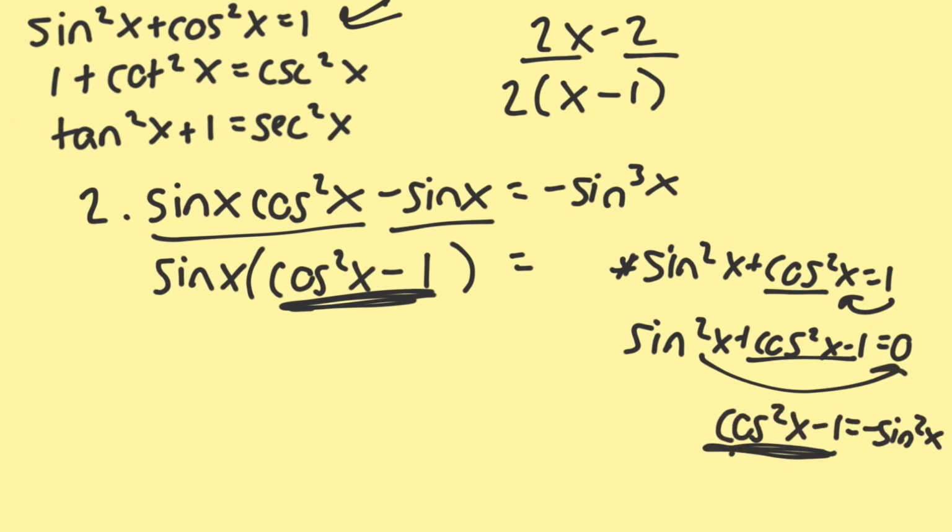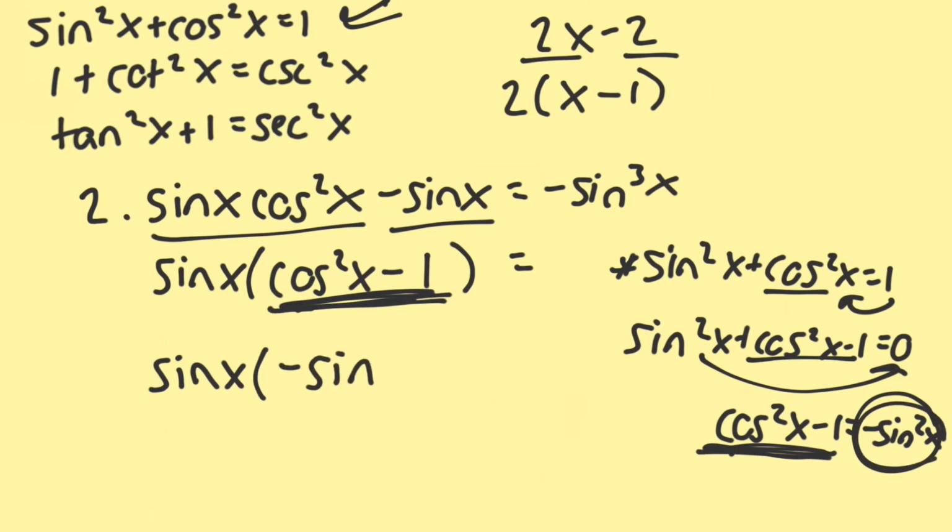Now we have something that matches, so we can substitute the other side in for what we underlined in the problem. So we have sine x times, instead of all of that, we have negative sine squared x. Let's peek back at our end goal. We need it to be negative sine cubed x. Well, if we multiply these together, that's what we're going to get.